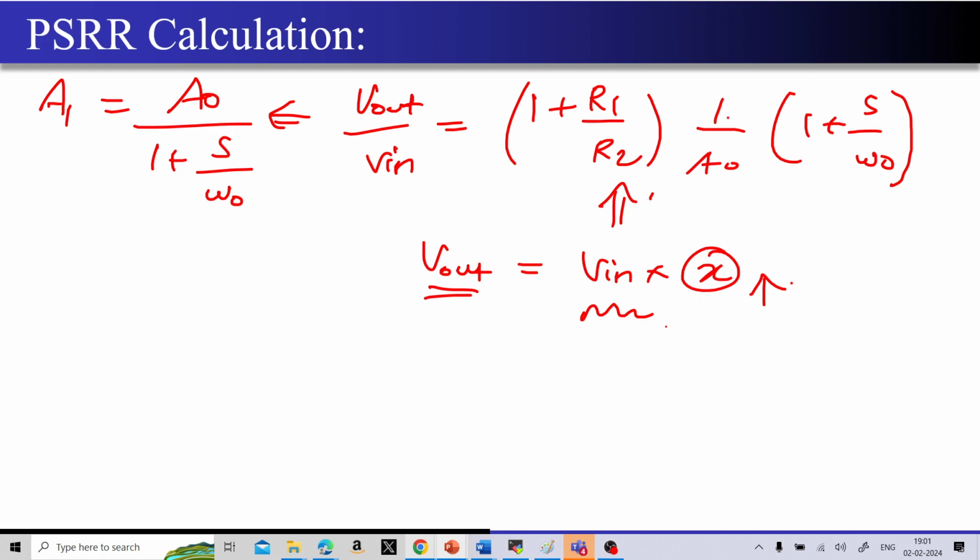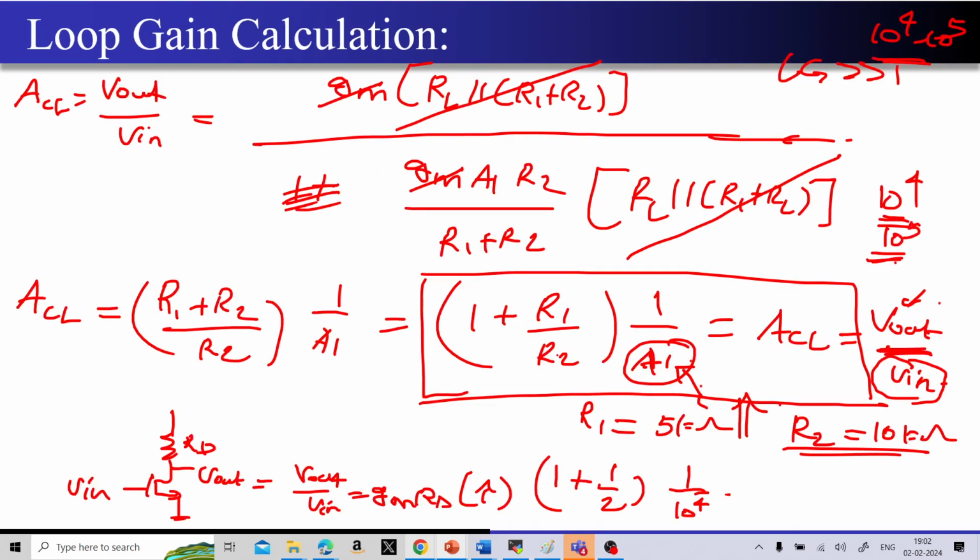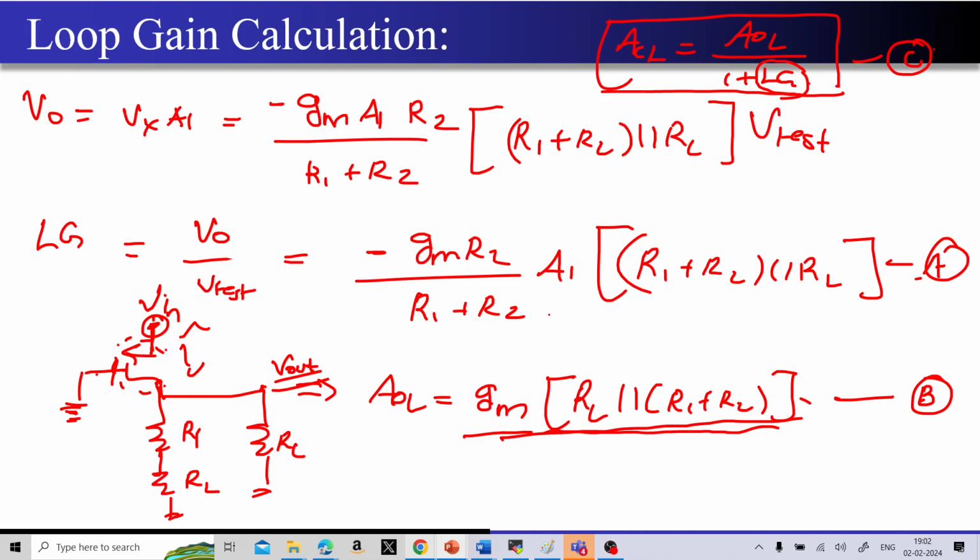They will be amplified because it is increasing. Correct, very good. So as frequency increases, the ripples that I will be expecting at the output are going to increase. And why did this happen? Again, let's come back to the loop gain that we had calculated.